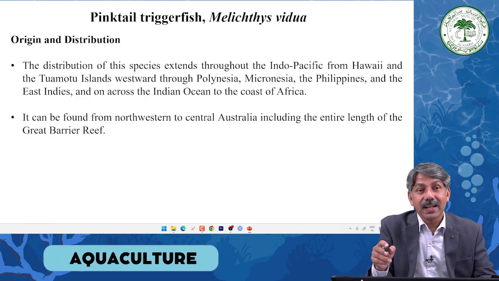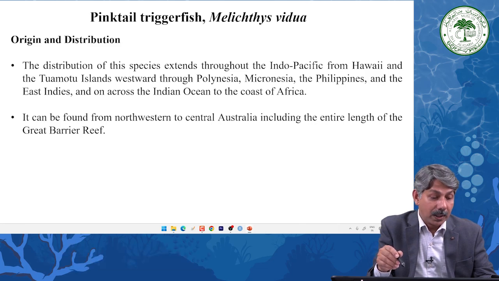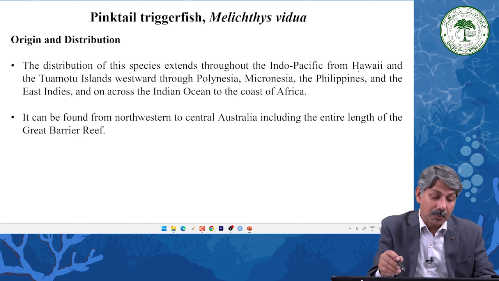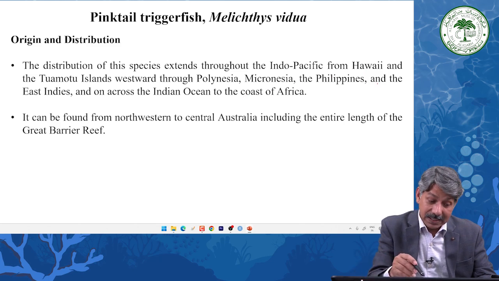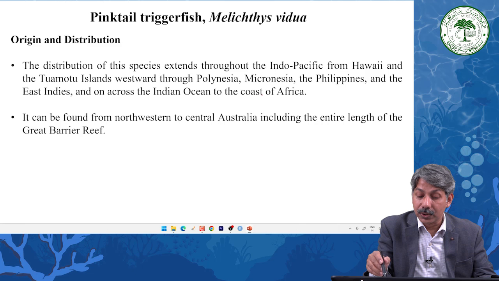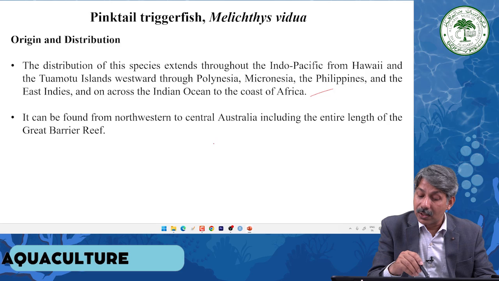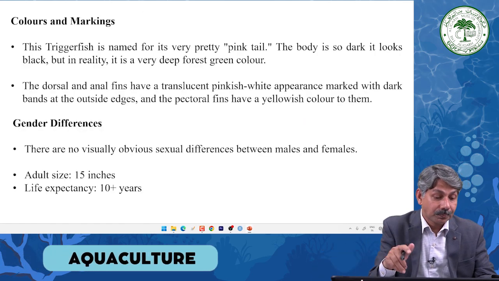Then we have pink-tailed triggerfish, Melichthys vidua. The distribution of this species extends throughout the Indo-Pacific from Hawaii and the Tuamotu Islands westward through Polynesia, Micronesia, the Philippines, the East Indies and on across the Indian Ocean to the coast of Africa. It can be found from northwestern to central Australia, including the entire length of the Great Barrier Reef.